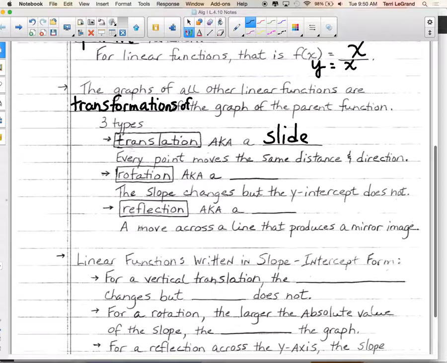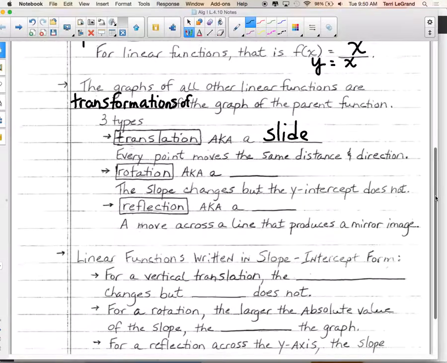So you have this line, the parent function, y equals x. Every point on that line moves the same distance and the same direction, and it's just a slide. We're only going to deal with slides up and down. We're only going to deal with vertical slides. You do not have to deal with horizontal slides in Algebra 1. Doesn't mean that there aren't horizontal slides, we just don't have to deal with them. We are only going to deal with the vertical ones.